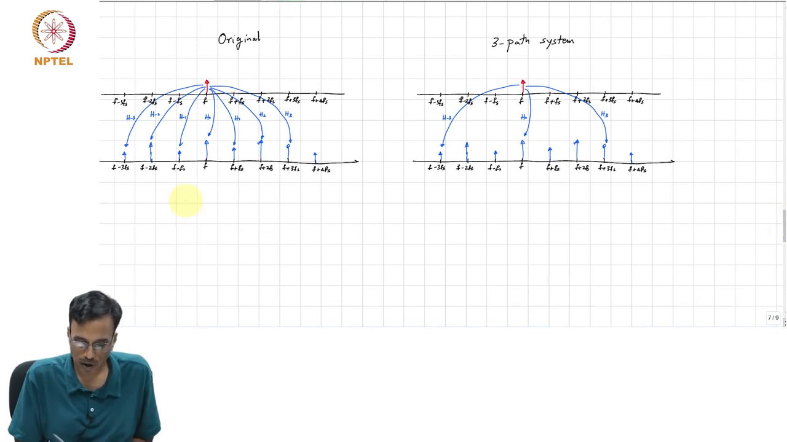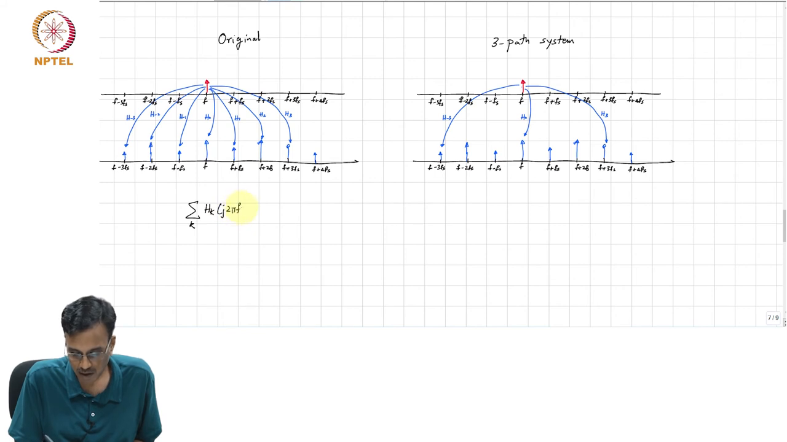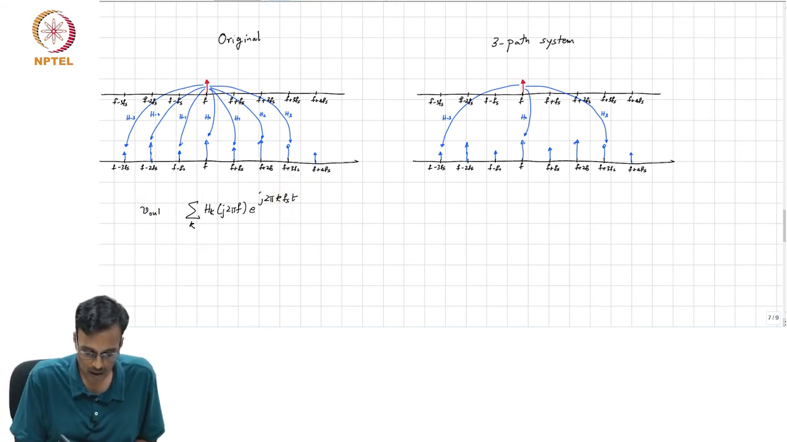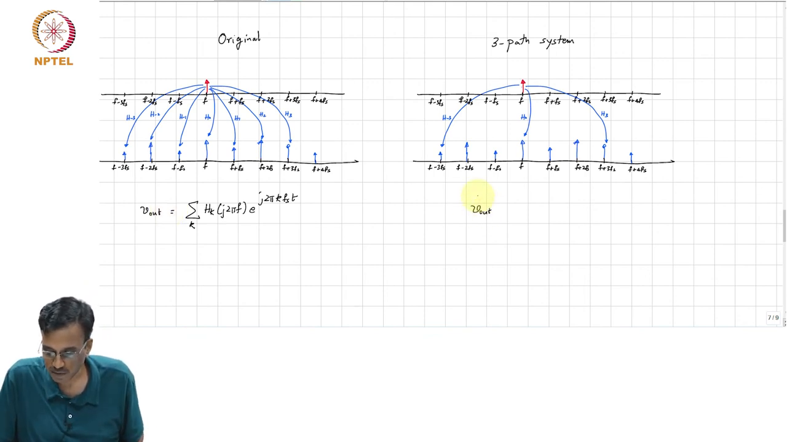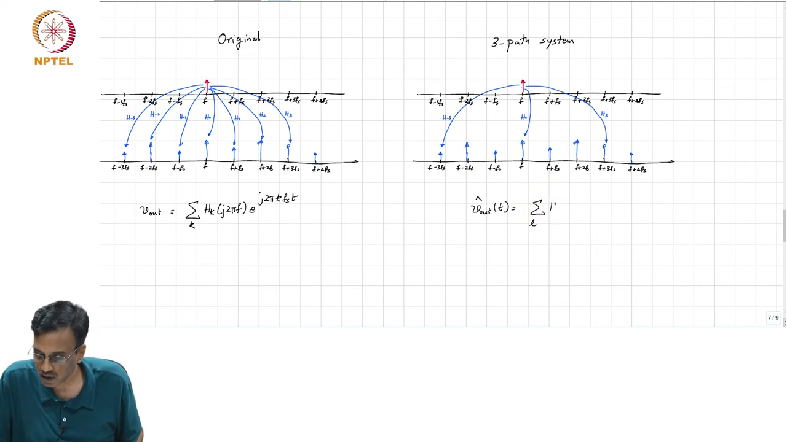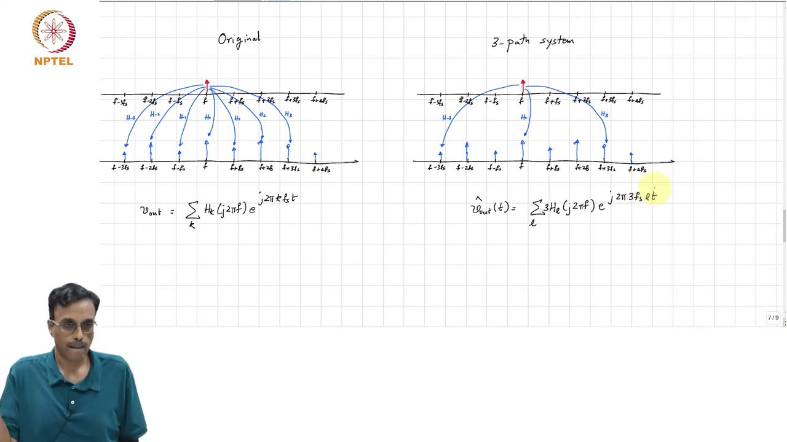Okay. So, the original output could be thought of as h sub k of j 2 pi f times e to the j 2 pi k f s times t. Now, we have a composite system, if we call that v out hat, what can we say? We can write this for L, which is only a multiple of 3. So, h sub L of j 2 pi f times e to the j 2 pi times 3 f s times L times t, correct? Because this is only valid for k equal to 3 times L, correct?